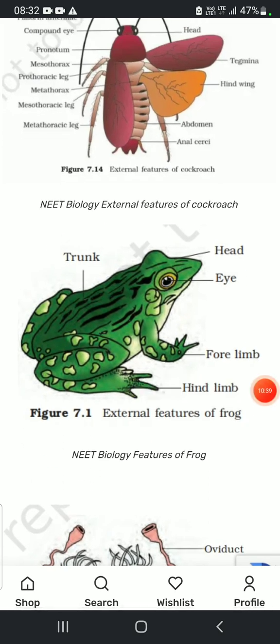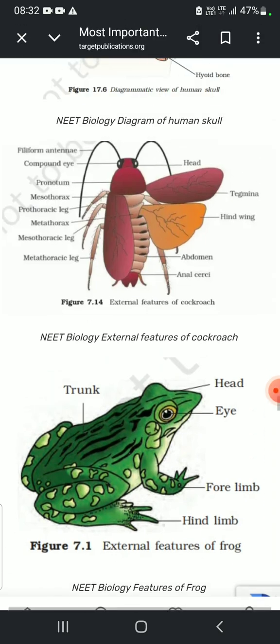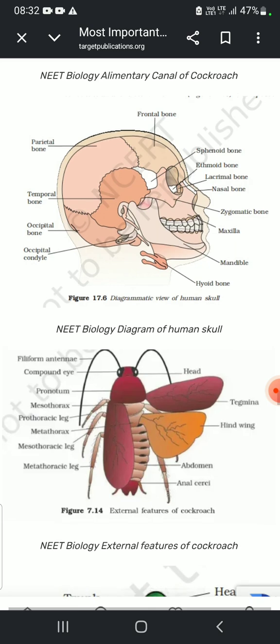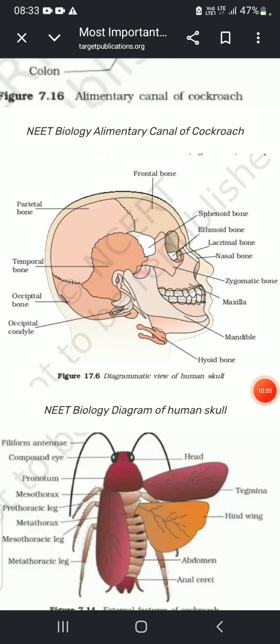Next, the frog structure is given here. You can see the head, then eyes are bulged out covered by nictitating membrane. Then we can see the trunk, then we have forelimb, hind limb, tail is absent and neck is also absent in frog. Next we have the skull, human skull diagram.